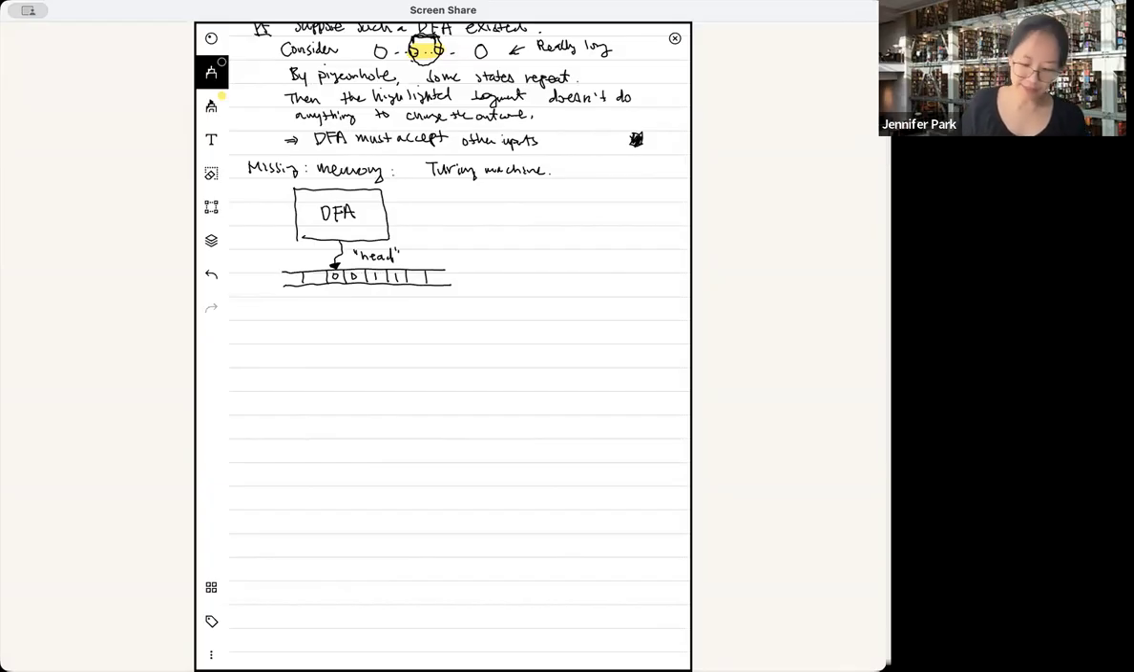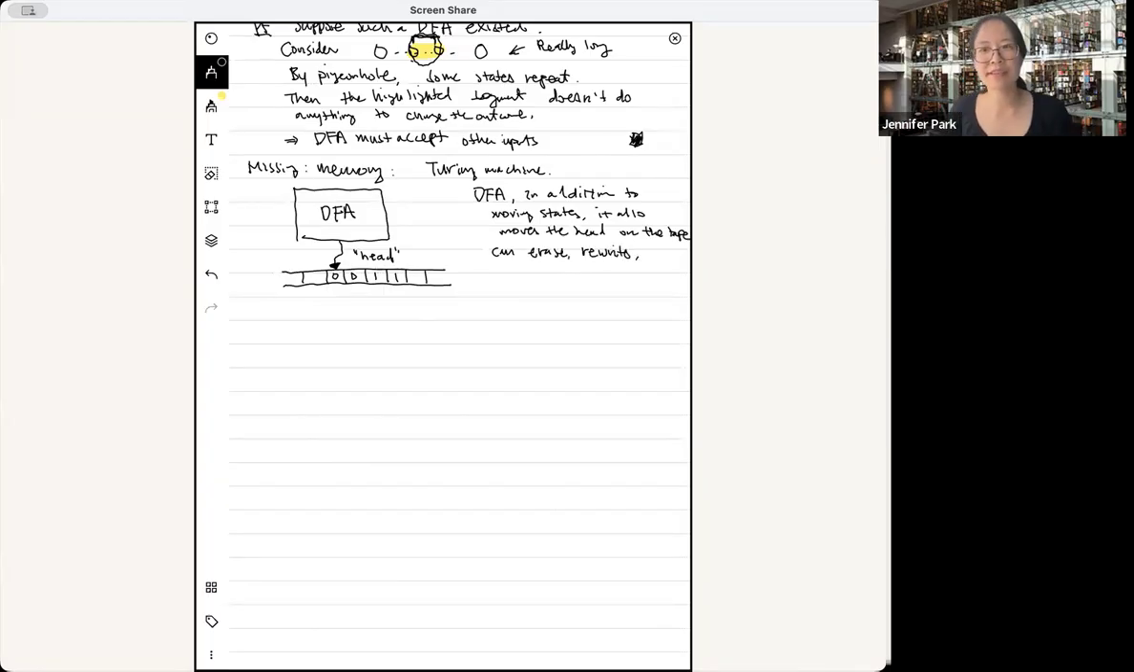So basically, in addition to moving states, the DFA also moves the head on the tape. It can also erase or rewrite. And more importantly, the head can go back, so it can go back and read things. It can do a lot more.